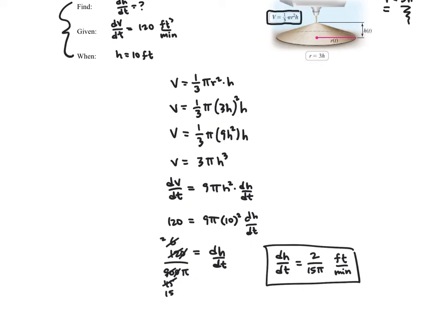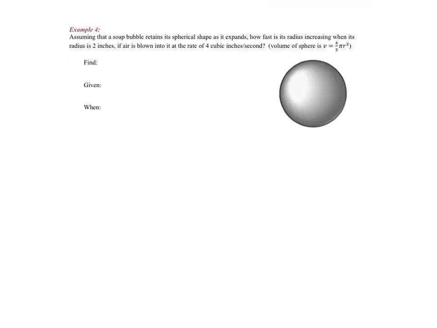Okay, let's look at another example. Example number 4, assuming that a soap bubble retains a spherical shape. Notice I've got the volume of a sphere formula given to you. As it expands, how fast is the radius increasing? So dr/dt. When the radius is 2 inches, r equals 2 inches, if air is blown into it at 4 cubic inches per second, so dV/dt is 4 inches cubed per second.